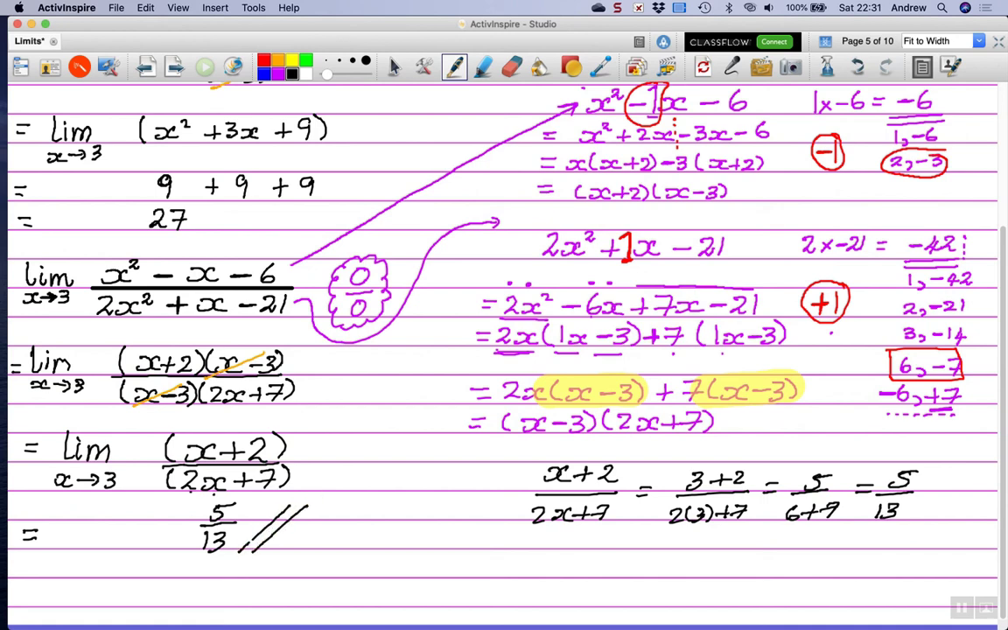That's a definite answer. Listen to my language. So as x approaches the limit of 3, the expression up above, this expression here, is going to tend to 5 over 13.